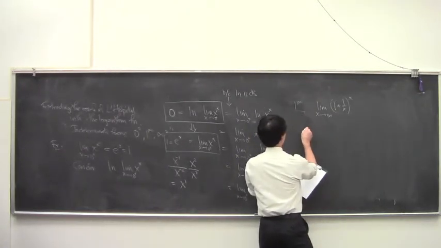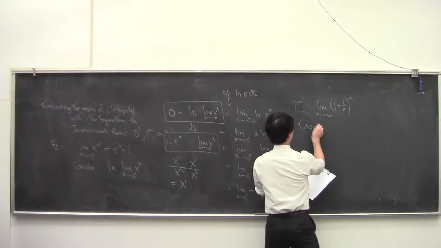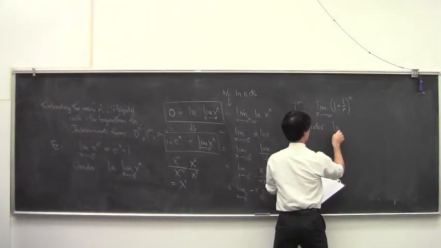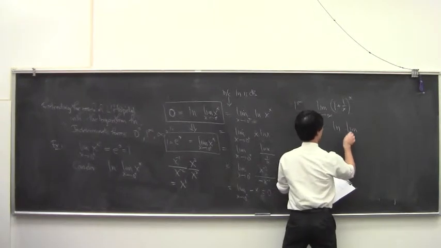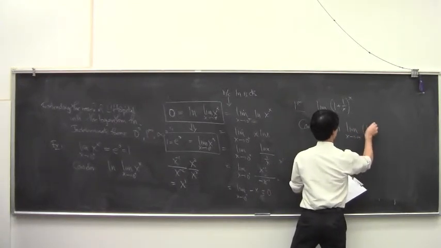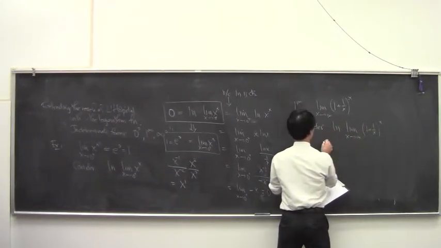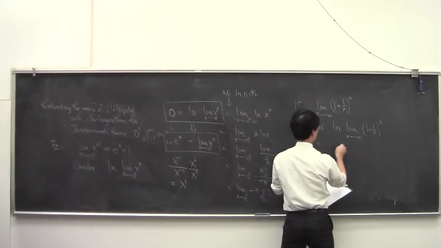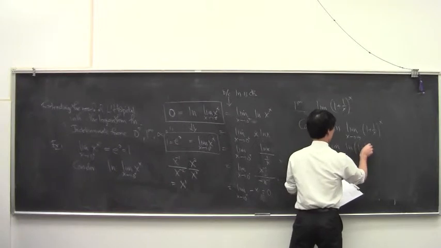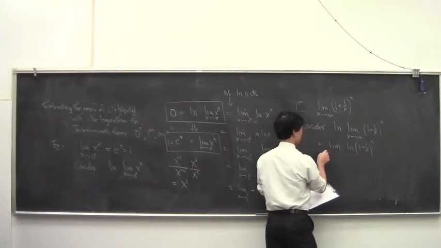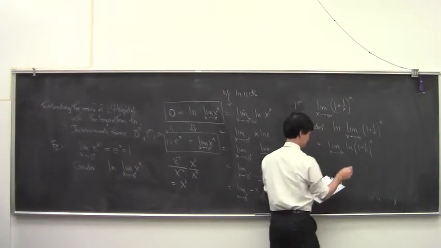Okay, so let's do it again. So consider again the natural log of this thing. Again, we pull the natural log through to get x times the natural log of 1 plus 1 over x, as x goes to infinity.